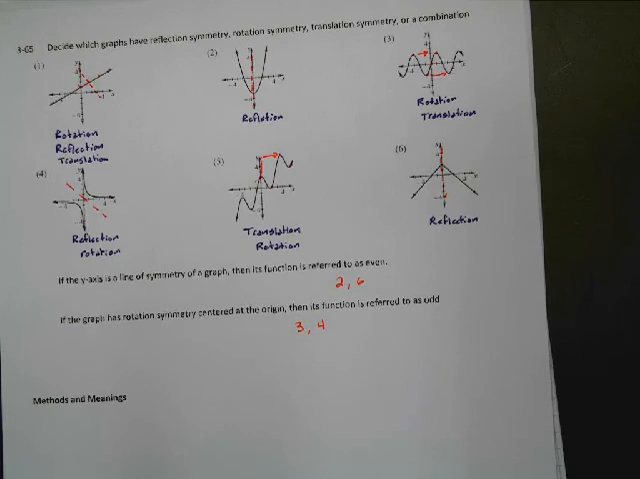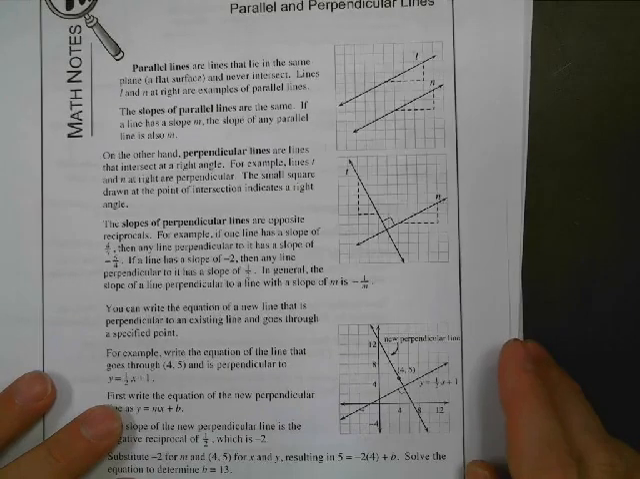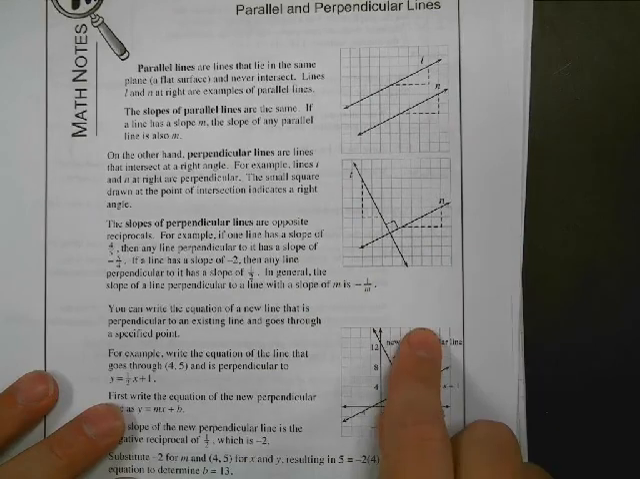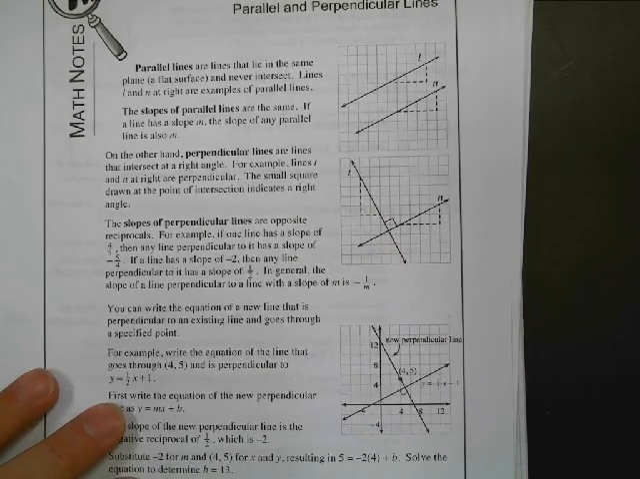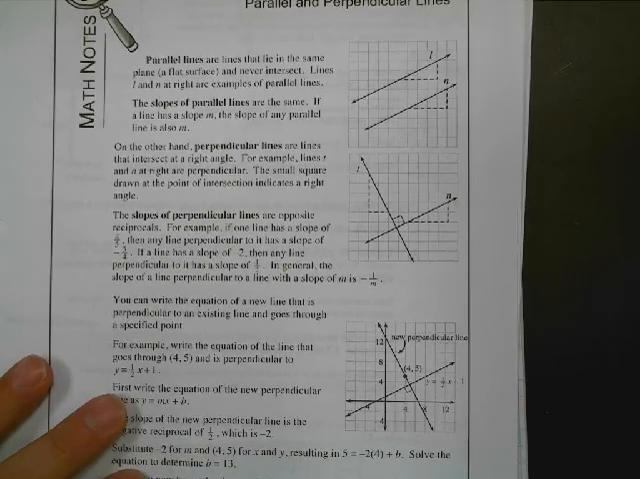All right, so we've got methods and meanings for this part. And this one just talks about parallel lines and perpendicular lines, which we've already covered before. But if you've forgotten what it means, parallel lines have the same slope. Perpendicular lines have opposite reciprocal slopes. So this just goes back over that. There will be stuff on the homework about this.